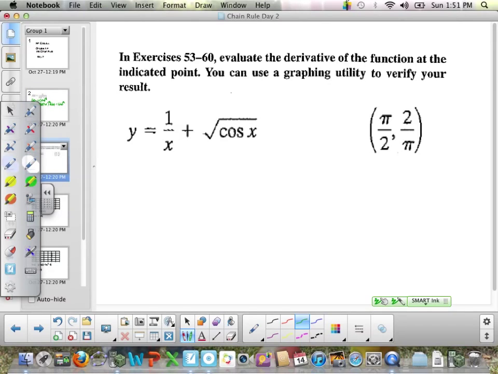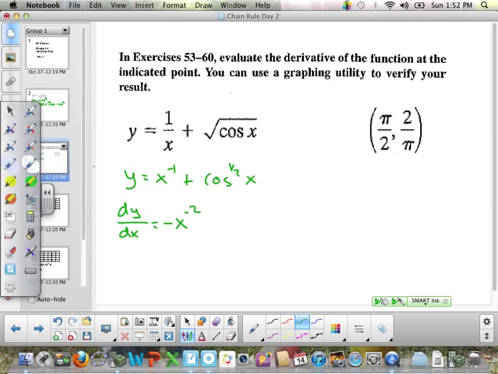Find the derivative of the function at the indicated point. You can use a graphing utility to verify a result, and we will do that. All right, so let's first rewrite our function to x to the negative 1 plus cosine 1/2 of x. All right, and we will find our derivative with respect to x. X to the negative 1 is negative x to the negative 2.